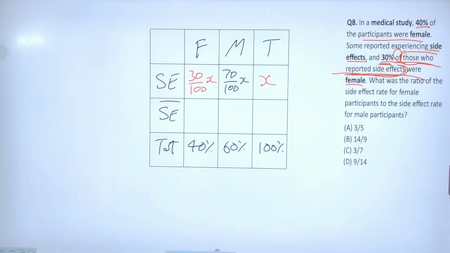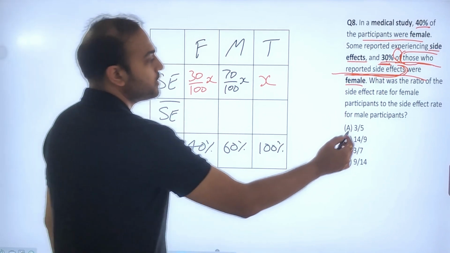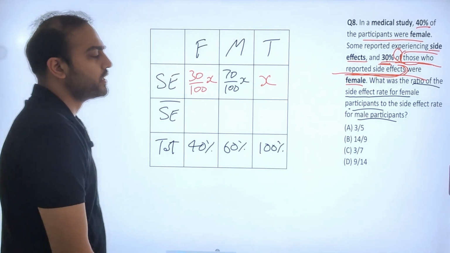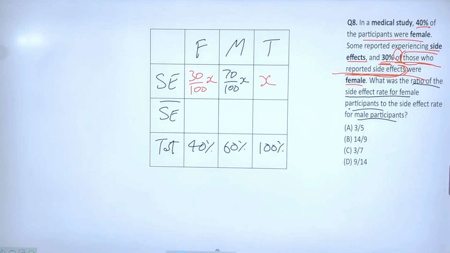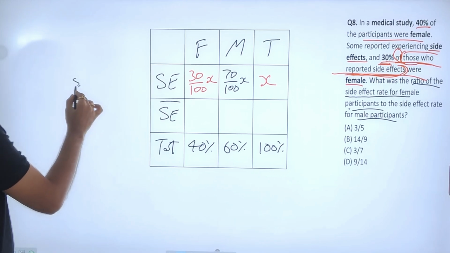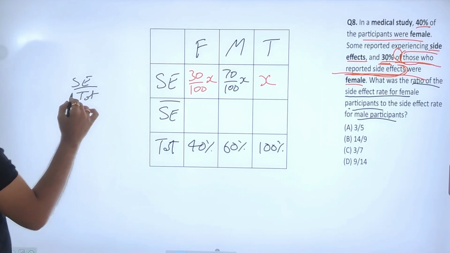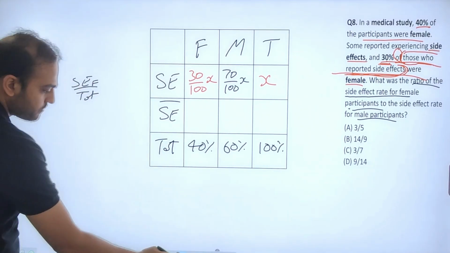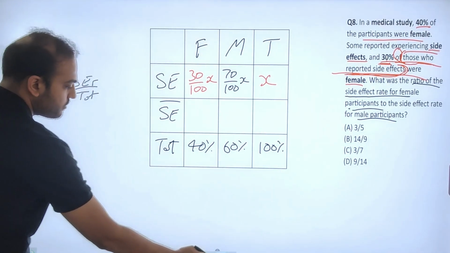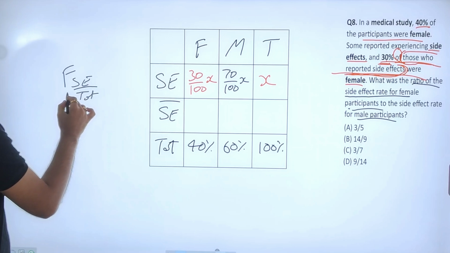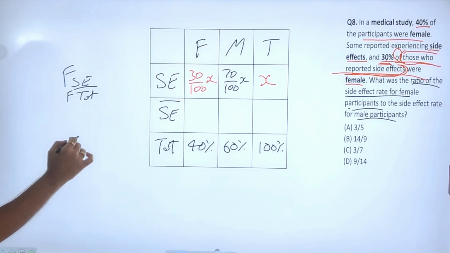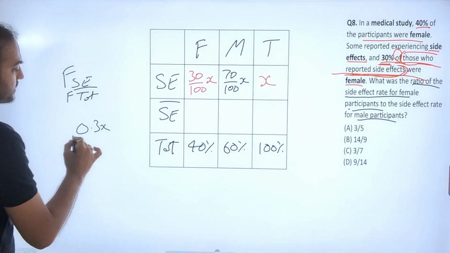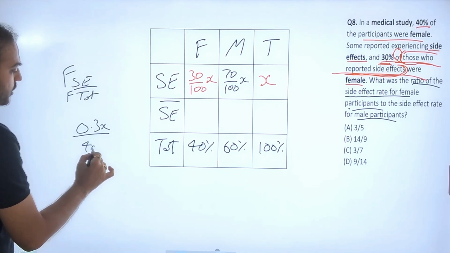Now, what do they want? The ratio of male side effect rate to female side effect rate. What is side effect rate? That is simply people who have side effects by total. So for female it will be female with side effects and total female. So side effect rate for female will be 0.3x by 40%.